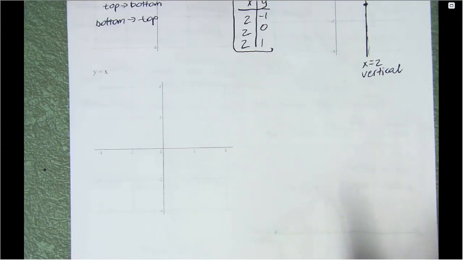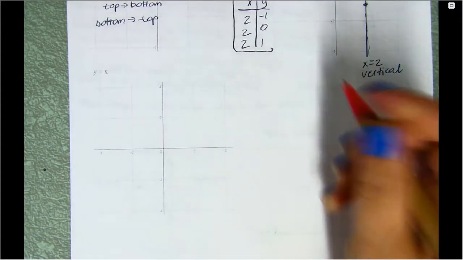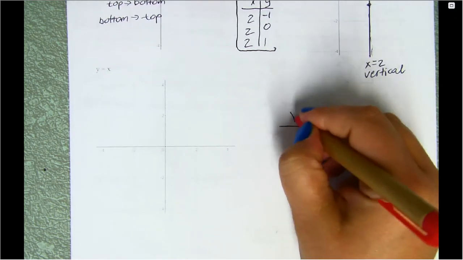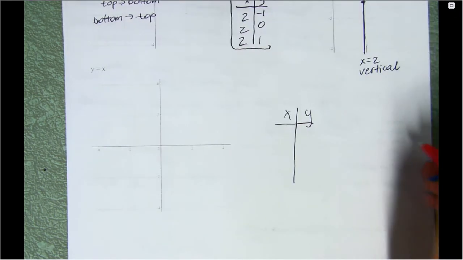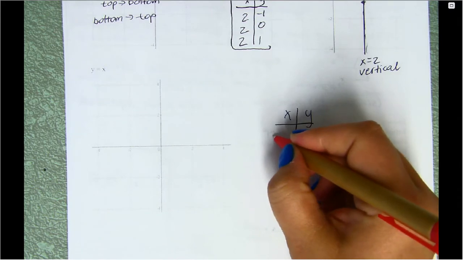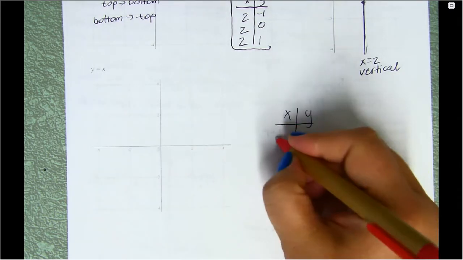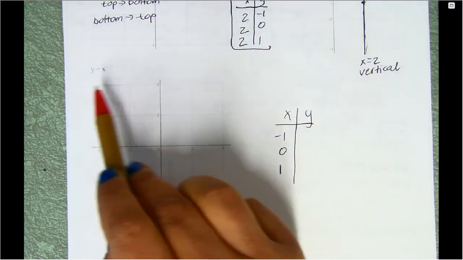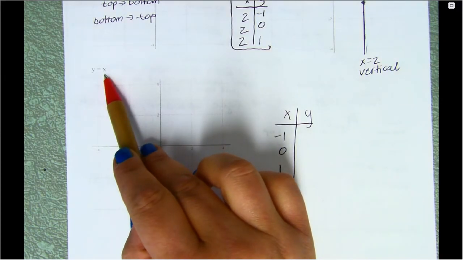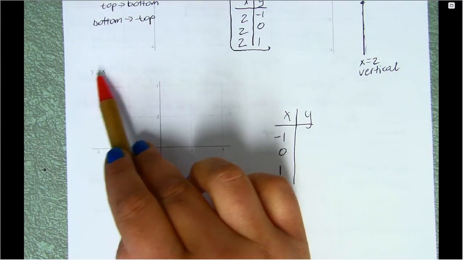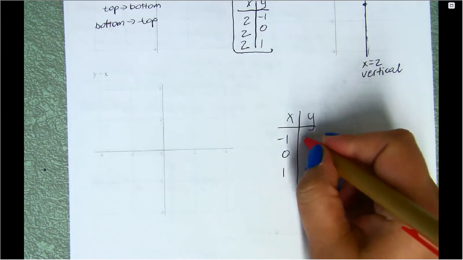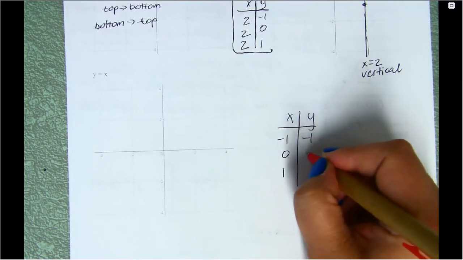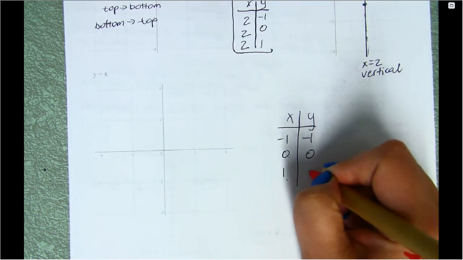Okay, and then the tricky one. The tricky one is where Y equals X. So if I would make my table to see how my line's going to look like, they don't tell me what the numbers are, so I can choose anything for X. I'm going to use -1, 0, 1, and then figure out what Y is. Well, Y is whatever X is, right? If X is -1, Y is -1. If X is 0, Y is 0. If X is 1, Y is 1.